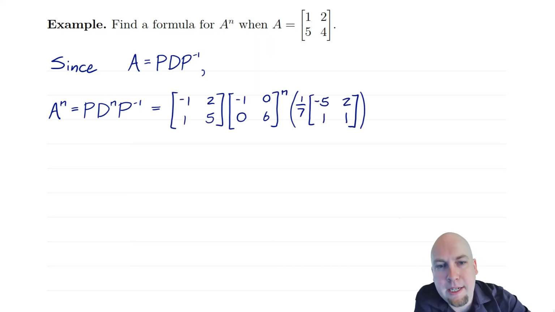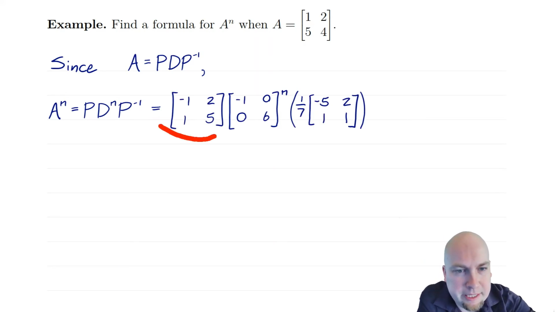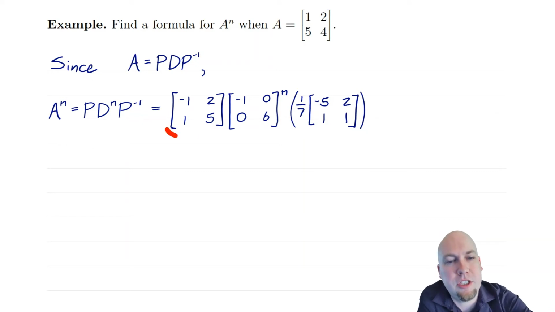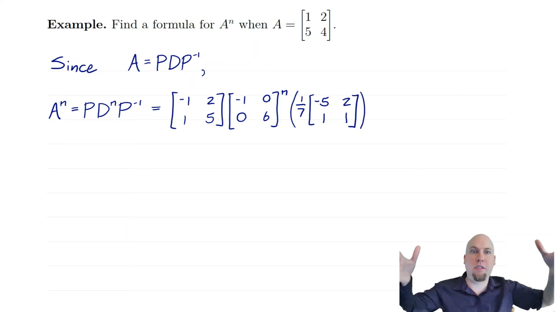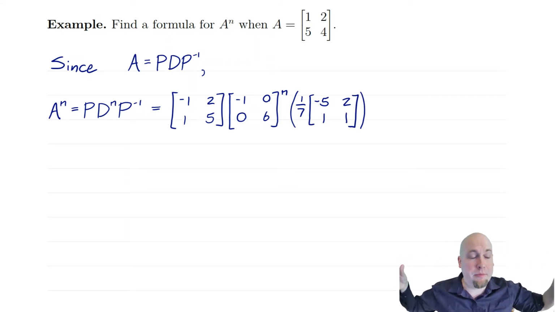All right, so let's just plug in what we know. Plug in the pieces of the diagonalization that we computed up above. So this was the matrix P that we computed. Here's the matrix D that we computed. And here's the matrix P inverse that we computed. So this is just P D to the power n, P inverse. And now we just multiply all this out, and we'll get a formula for A to the power n.